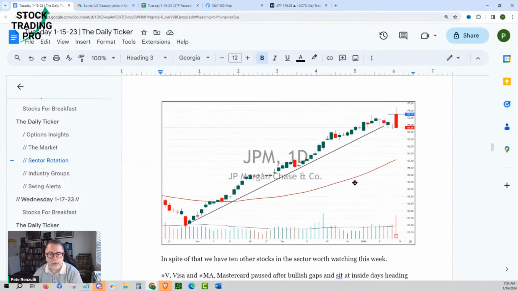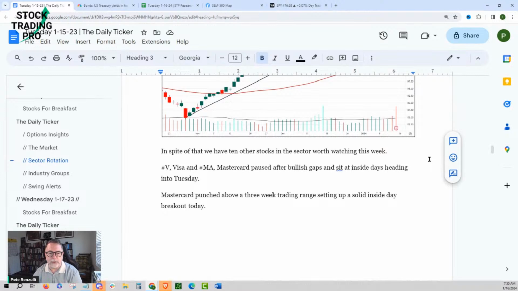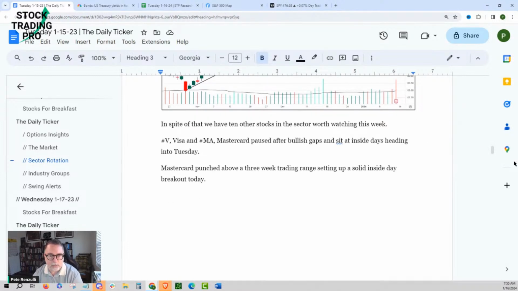And that's what I just showed you in JP Morgan. This was amazing. Look at the volume here on this selling. I want to see one more push to the downside, maybe two, before I start to look to get involved here again. In spite of that, we have 10 other stocks in the sector worth watching. So that's a mouthful right there.